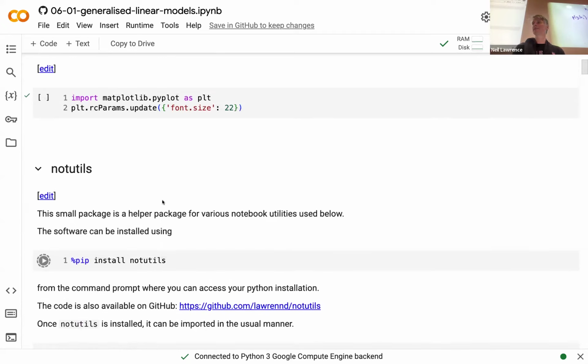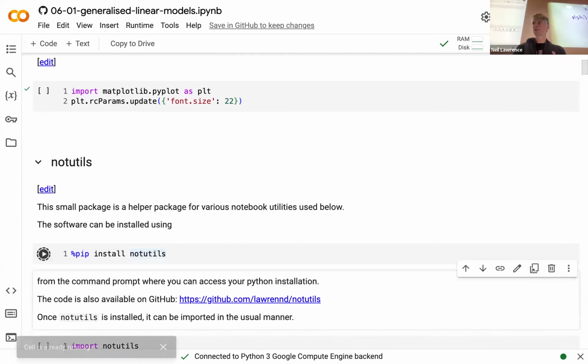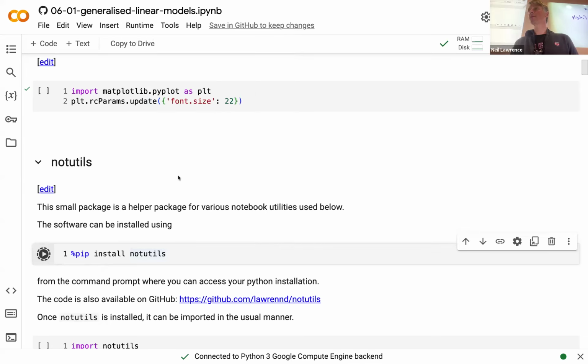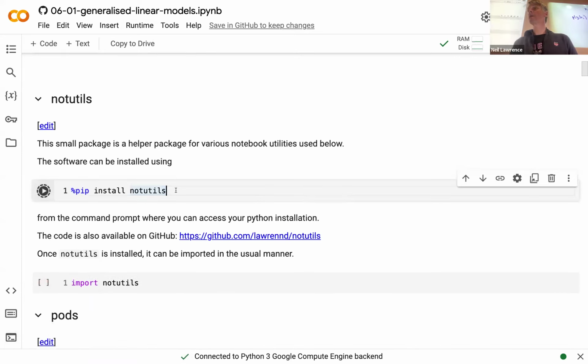Just going up here, that's a bit disturbing. Why is that doing that? Those already running. Runtime, interrupt execution. Might just have to go to running it on my laptop. Right, 1 second.